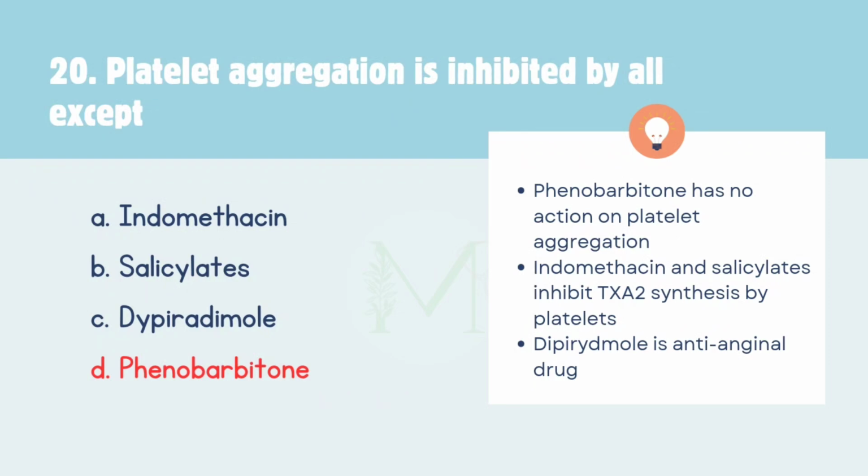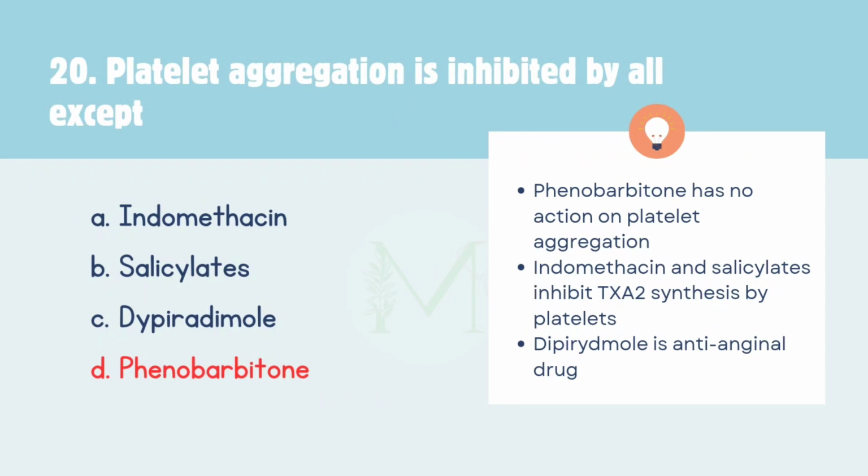Platelet aggregation, we know, is a process of clot formation. Certain drugs inhibit this process to prevent thrombosis. Indomethacin and salicylates inhibit platelet aggregation by blocking the COX-1 enzyme, which reduces thromboxane A2 production. That is a key mediator for platelet aggregation. Dipyridamole works by increasing cyclic AMP levels in platelets, which inhibits platelet function.